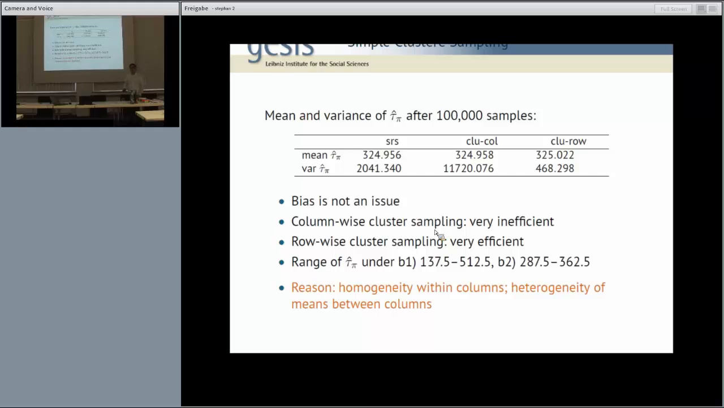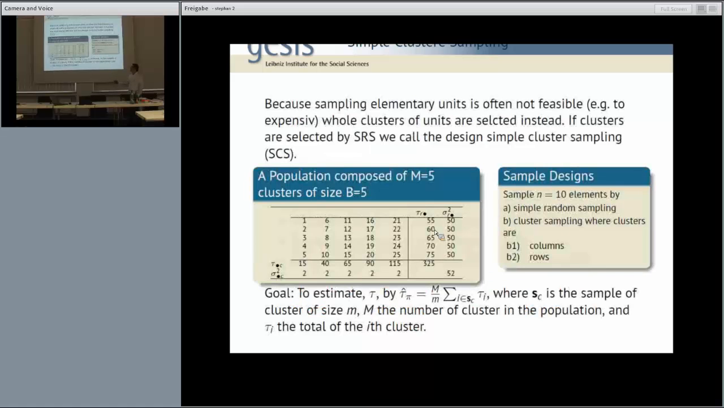So why is that? That's because within rows, elements are very similar, and the variance comes all from the difference of the means between the rows. So depending on which cluster you select, you can have a very low value of your estimate or a very high one, so it's flapping a lot more around the true value if you select the columns than if you select the rows, because you see the totals of the rows are much more similar than the totals of the columns. So this is, of course, a large influence.